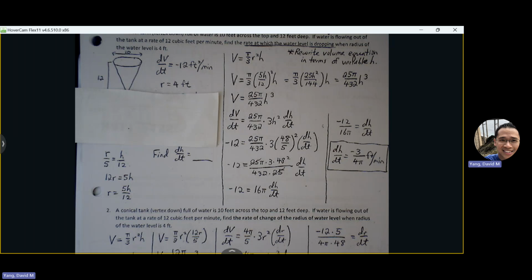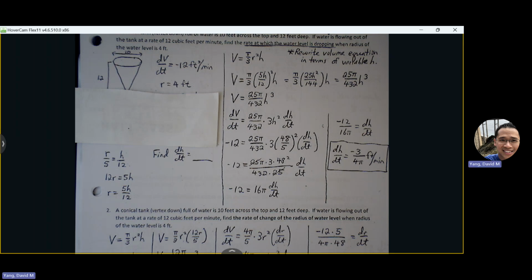Okay, so we set up our proportions. We should be able to get this part. R over 5 equals H over 12, right? Cross multiply, we get 12R equals 5H. We still don't know exactly which variable to solve for, but we can put that on hold and gather more information from our problem. We know that water is flowing out of the tank, so dV/dt is going to be a negative value.